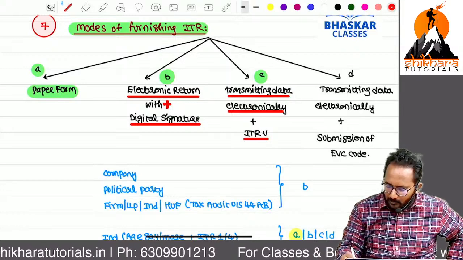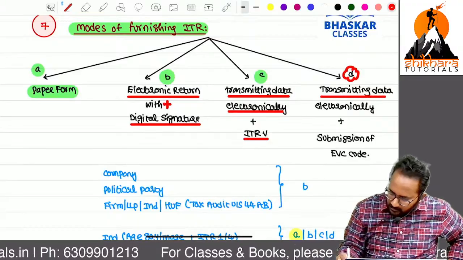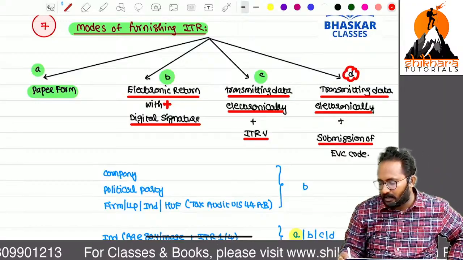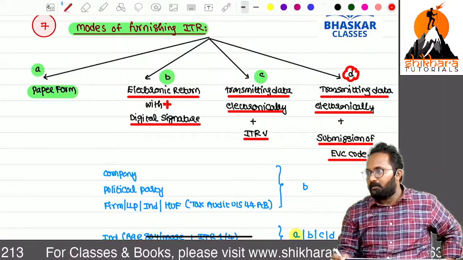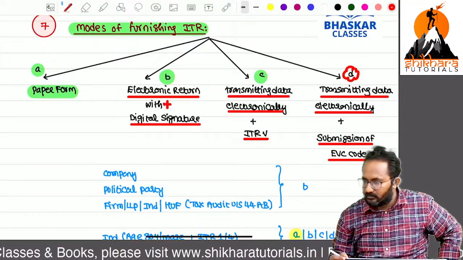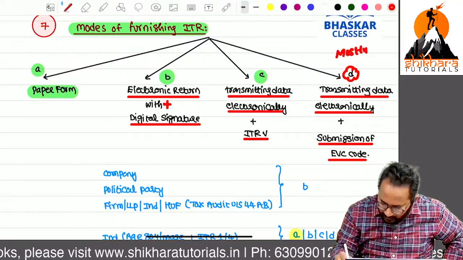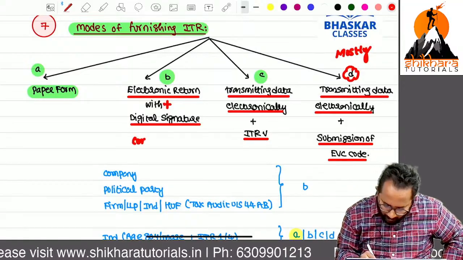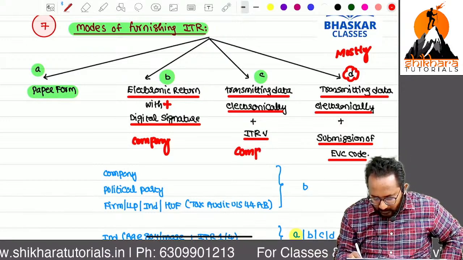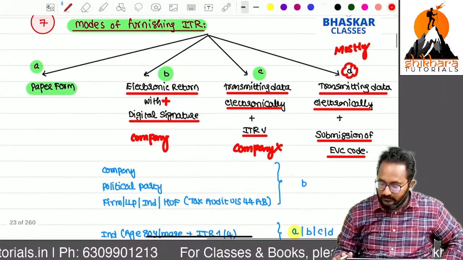Generally, most of the fellows will go with the last one. They will send data electronically. Submission of what? EVC code, that means Aadhaar-enabled OTP. Next, through net banking, through ATM, through Demat account, etc. Mostly they will go with this one. A company is always required to file with a digital signature; for a company this is not applicable. Any SSE can go. Now, shall I start my discussion?